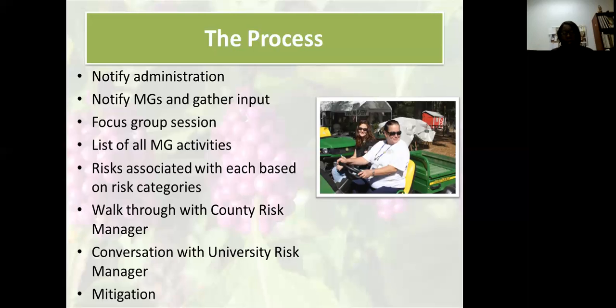Then once we were going through that process, we had quite a bit of questions that I didn't have the answers to. So I contacted the county risk management person and the university risk management person to answer those questions for us. And so the county risk manager, since it's county property, agreed that he would come and do a walkthrough of the property with me in the areas that are most utilized by the Master Gardeners, where we can look at different things that might be of concern.